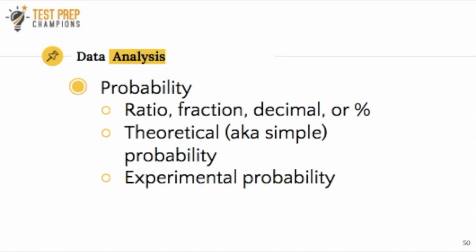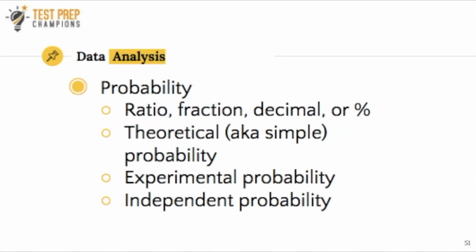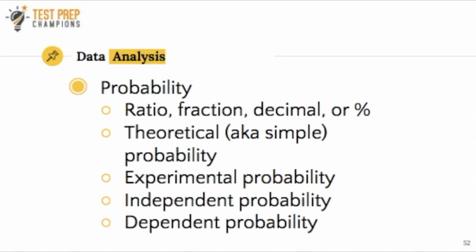Then there's also the experimental probability, and the experimental probability is based on what we actually observe in real life. So the theoretical probability tells us what we expect to happen, and experimental probability is what we actually observe. All right, and then there's also independent and dependent probability. Like I said, the most important one to understand would be your theoretical or your simple probability, but you also want to understand a little bit about independent and dependent probability. So when the probability of one event doesn't affect the probability of another event, those events are called independent. However, when the probability of one event impacts the other, we say that the events are dependent.